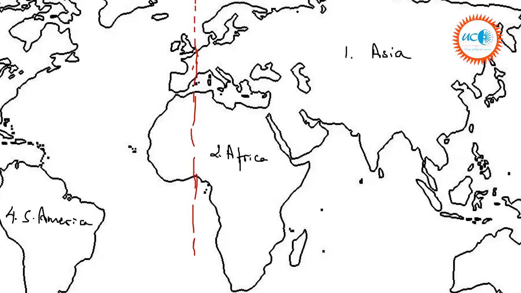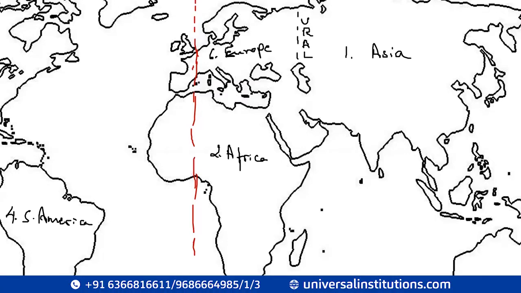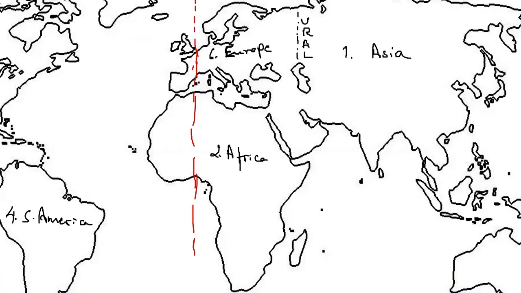Okay. Sixth is Europe. Europe is separated from Asia by Ural Mountains. How many of you heard of Ural? Raise your hand. Okay, Ural. All of you please remember this. Ural Mountains.